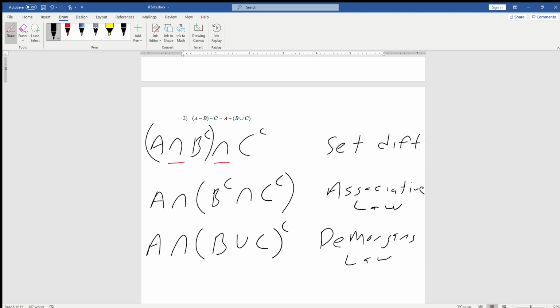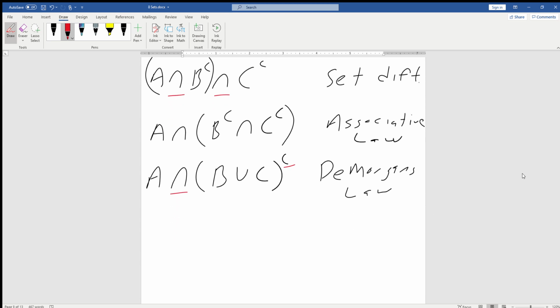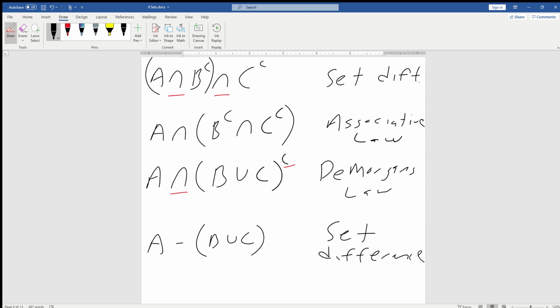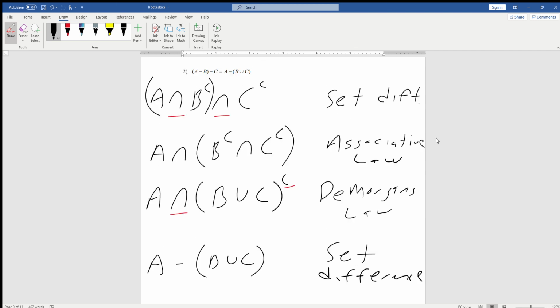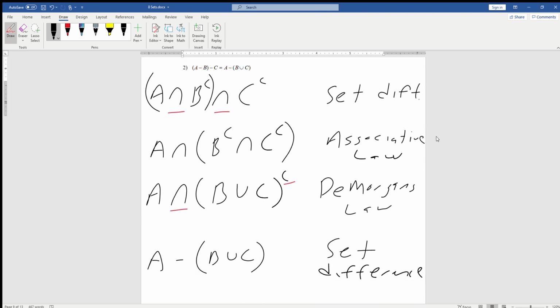And then finally, we notice that we have an intersect and a complement, so we can use the set difference law, except we go backwards from that. This time we get A minus (B union C), and that's our set difference. And I believe that's what we needed to show: A minus (B union C). So you can clearly see that both of these are equal to A minus (B union C).